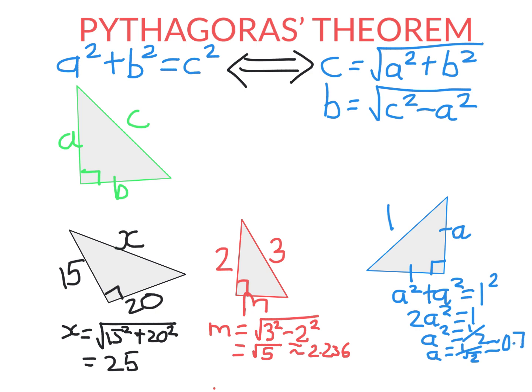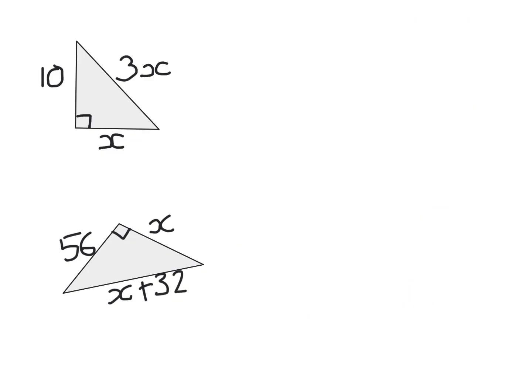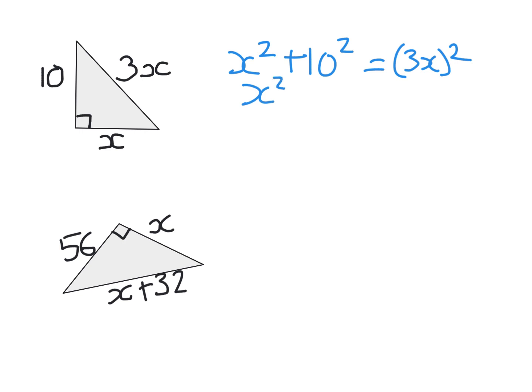All right, let's now look at some harder questions. So we're going to find the length of x in each of these triangles using Pythagoras' theorem. So for this first one, we know that Pythagoras' theorem says that shorter side squared plus shorter side squared equals longer side squared. So for the longer side, we want to square the whole thing. So we actually get x squared plus 10 squared, which is 100, equals 9x squared. 3x all squared is 9x squared.